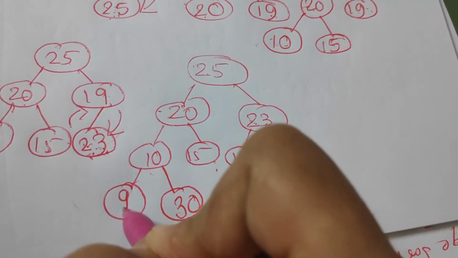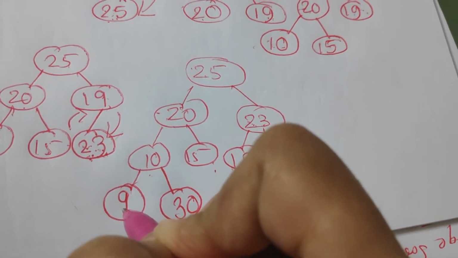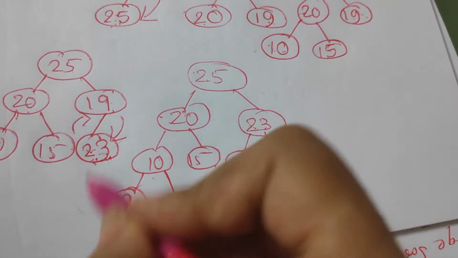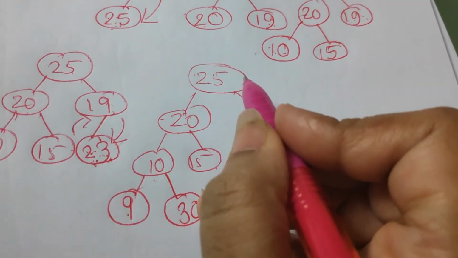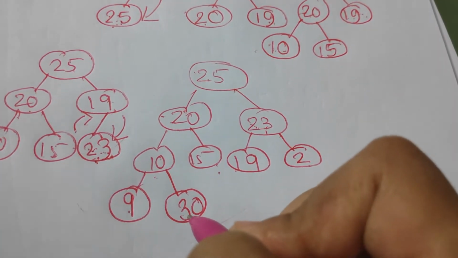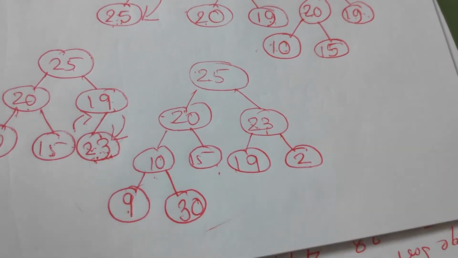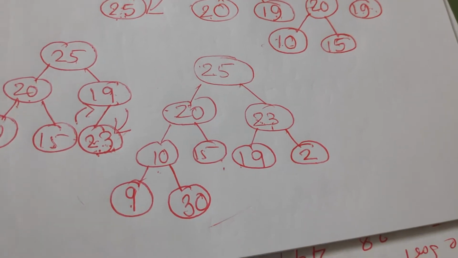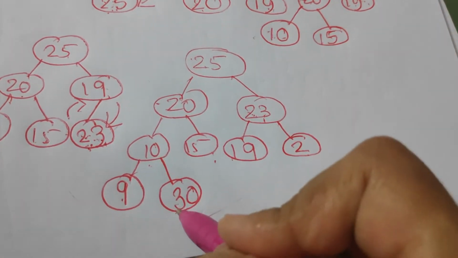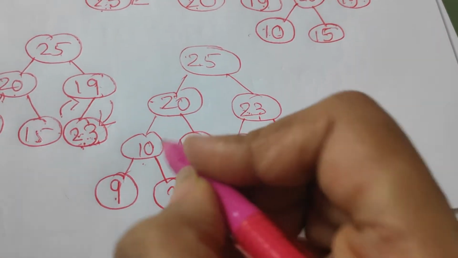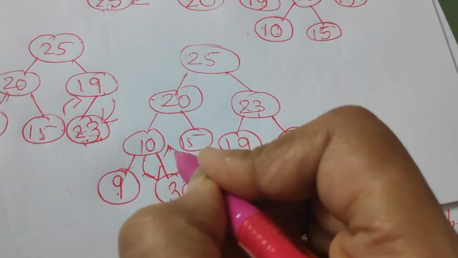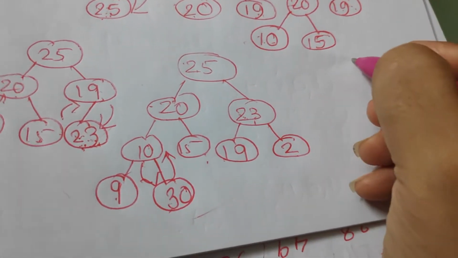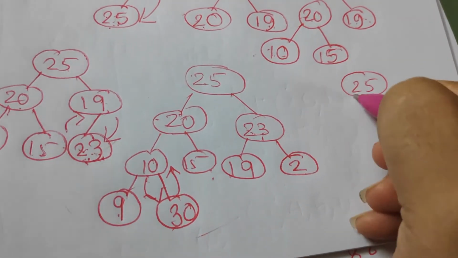So see, 9 was already present in the previous case, so we need not compare the tree with 9. We have to only consider the newly inserted node. Now when we consider the newly inserted node, we see that 30 is greater than 10, so it is not allowed. So we have to swap the two values, and we would get a tree which looks like this.